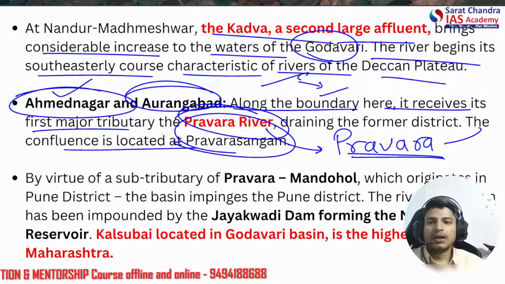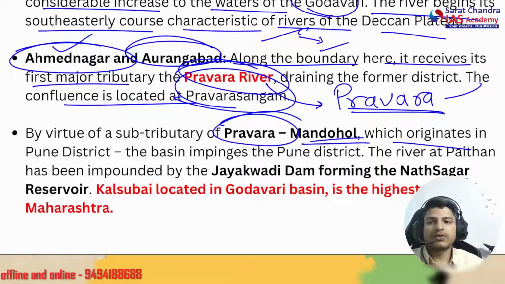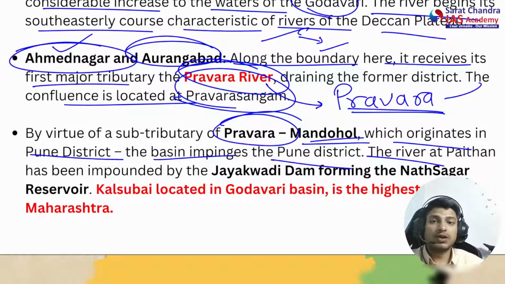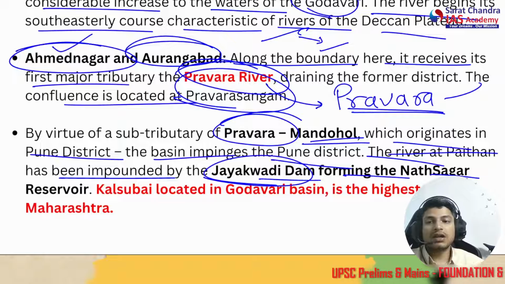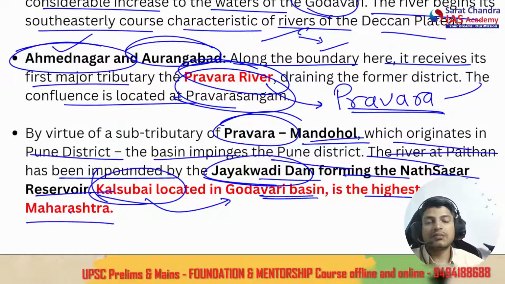Now furthermore, by virtue of the sub-tributary of Pravara, that is Mandohol, which originated in the Pune district, the basin impinges the Pune district. So it is also covering the Nashik, Ahmednagar, Aurangabad and Pune districts in Maharashtra. So the river at the Paithan has been impounded by the Jayakwadi Dam, forming the Nath Sagar reservoir. Very important. Now we see one important point for prelims here, that the Kalsubai, located in the Godavari basin here, is the highest peak in Maharashtra.